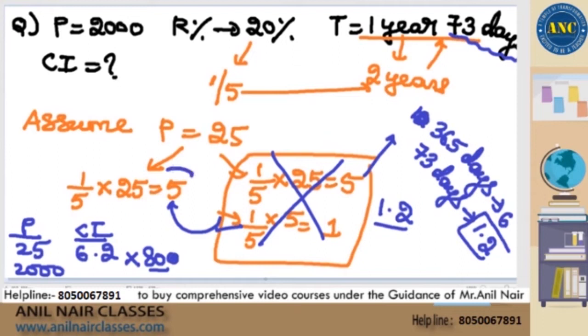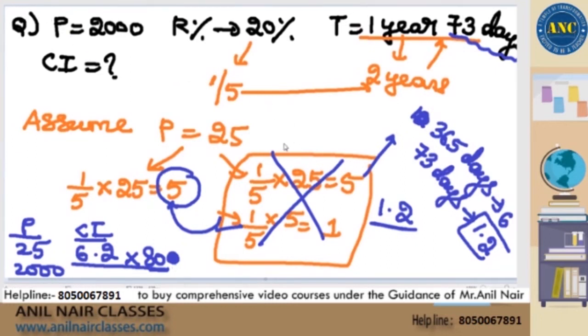What is the total compound interest? 5 plus 1.2 is 6.2. 25 into 80 gives 2000, so 6.2 into 80. I will solve one more question. Please write down, sir.